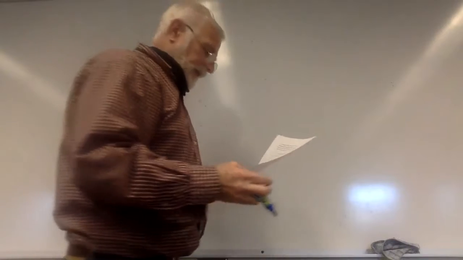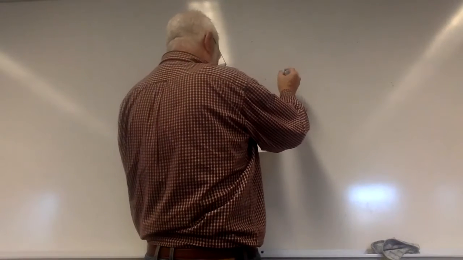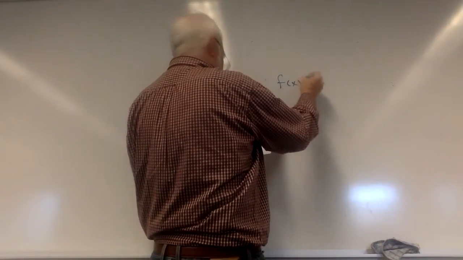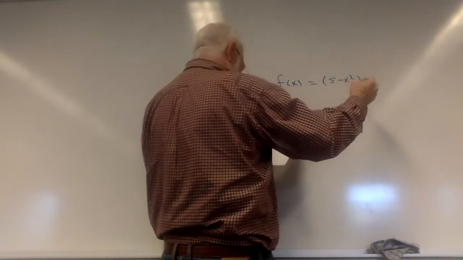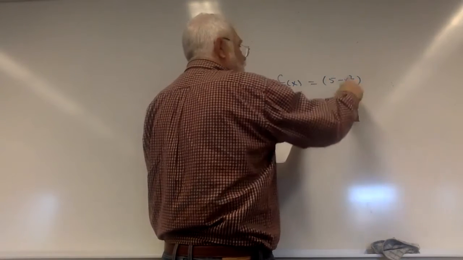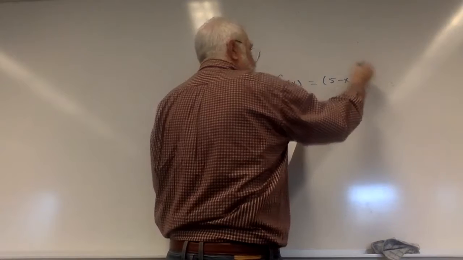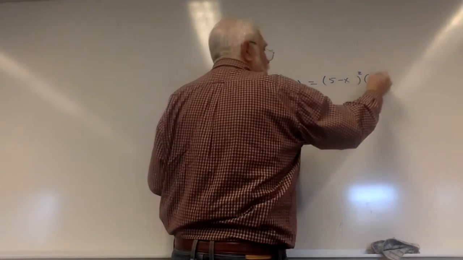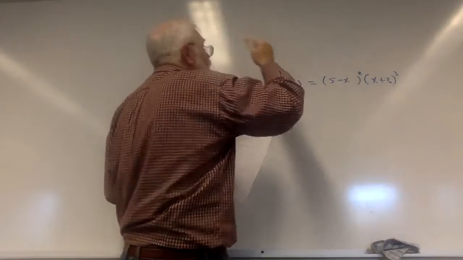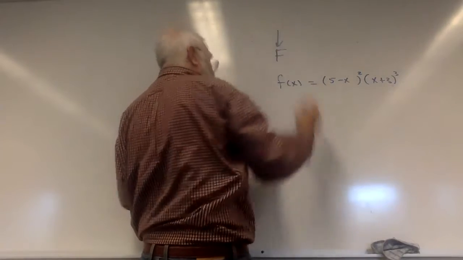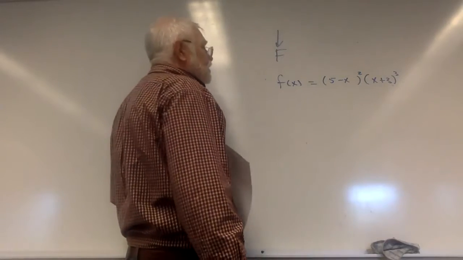On what intervals is F of x equal to 5 minus x squared? No, 5 minus x, and the square is on the outside. Well, that's even more helpful. x plus 3 cubed. And we're talking about big F, and we want to know when it's increasing.